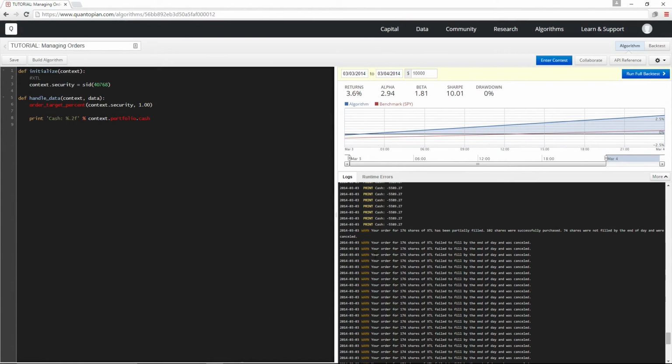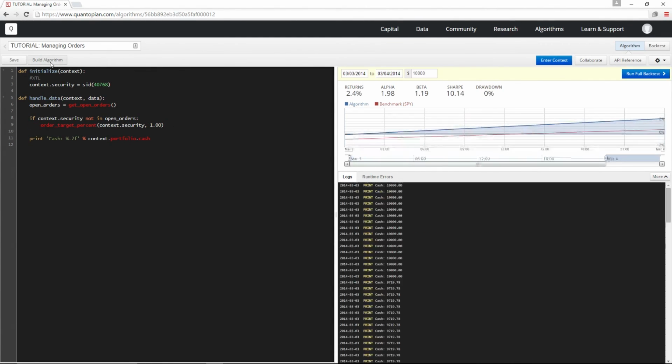To prevent overordering, we can use the function getOpenOrders to find which securities we've placed orders for that have not yet been filled. So I'm just going to add to my code openOrders equals getOpenOrders, which is going to get me a dictionary of open orders keyed by securities. Then I can just add, before I order, if security not in openOrders, and this will mean that I don't have an open order already with the security I'm about to order.